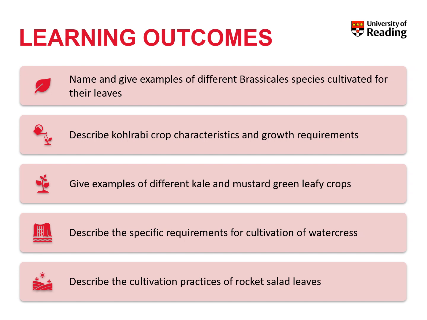So the learning outcomes are to name and give examples of different Brassicale species cultivated for their leaves, describe kohlrabi crop characteristics and growth requirements, give examples of different kale and mustard green leafy crops, describe the specific requirements for cultivation of watercress, and describe the cultivation practices of rocket leaves.